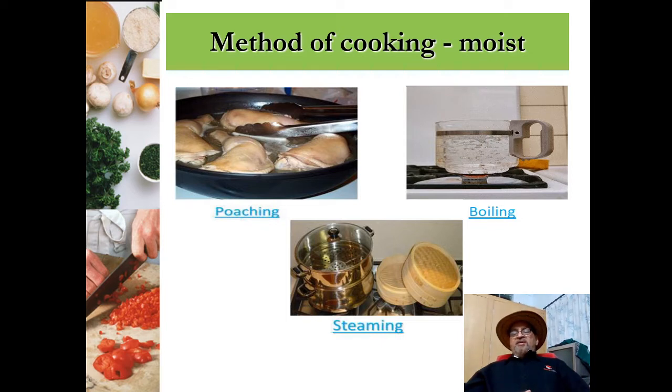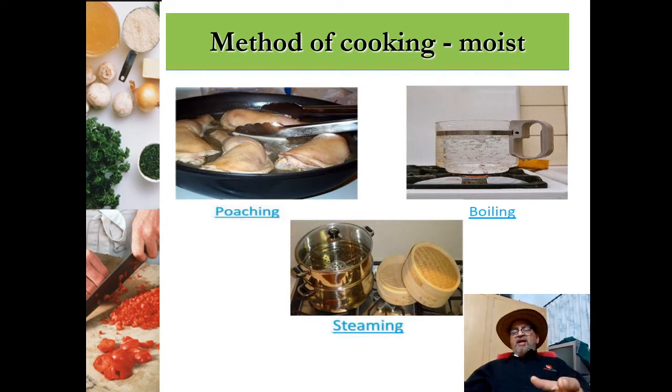Then we have steaming. Steaming may be direct or indirect. Direct steaming is when the food comes in direct contact with the steam. And indirect steaming is when food is kept in a container wrapped in a silver foil or something, so that the steam does not touch the food. But the food is getting cooked with the help of steam, which is coming from all sides.